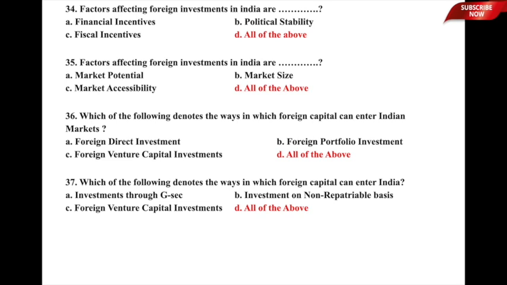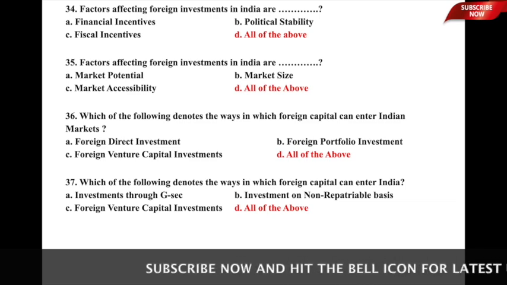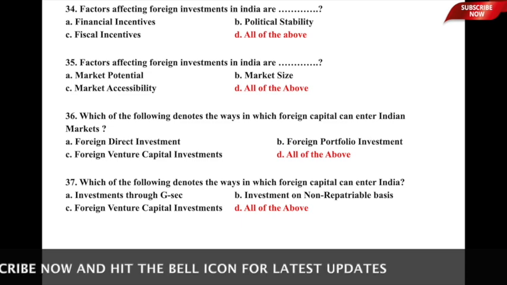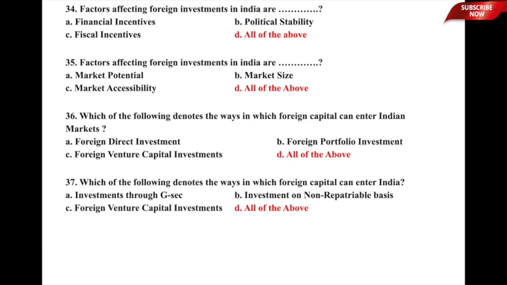Factors affecting foreign investment in India are what? The underlying options are A, financial incentives, B, political stability, C, fiscal incentives, and D, all of the above. So here the financial incentives are one of the reasons, political stability, yes, fiscal incentives as well, taxation breaks and things like that. So that is again an important thing. That is again a factor affecting foreign investment in India, and therefore option D, all of the above. That means fiscal incentives, political stability, and the financial incentives are in a sense affecting the foreign investment in India.